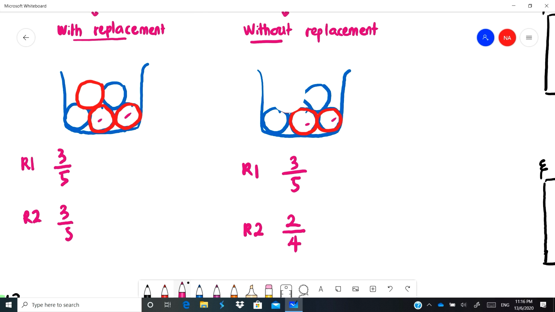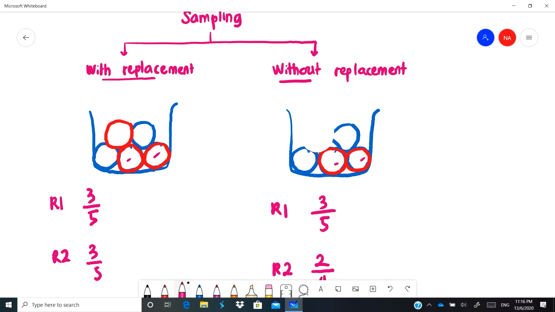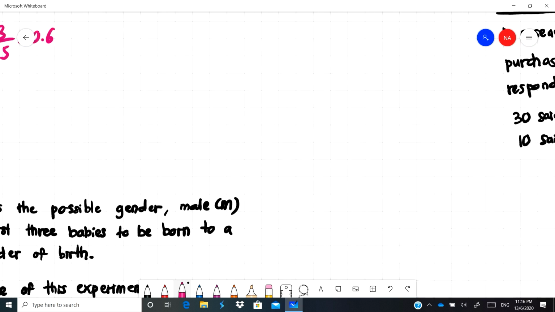Okay, so the number of balls is already decreasing. This is the difference between sampling with replacement and sampling without replacement. Let's have a look at example 6.1.